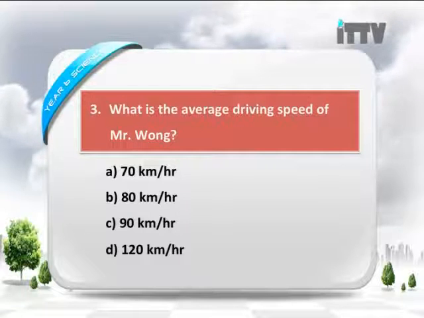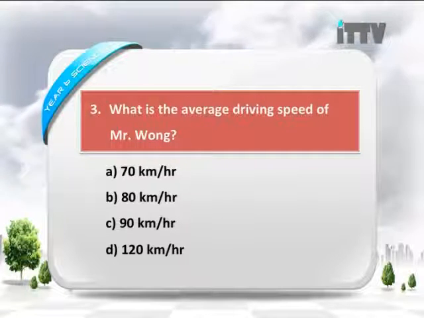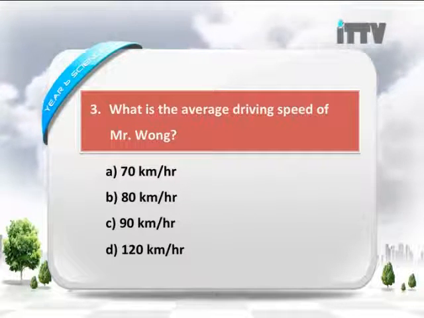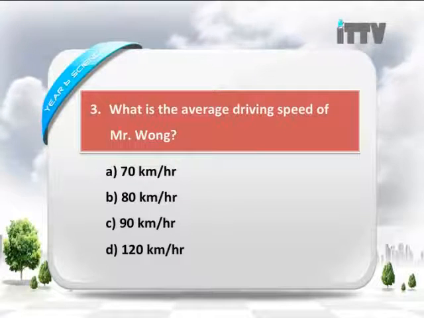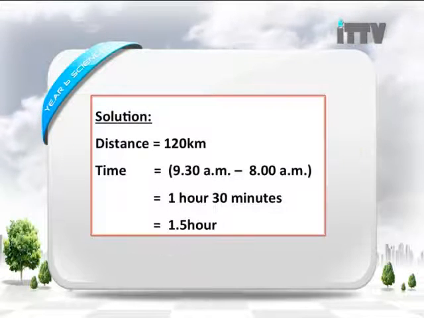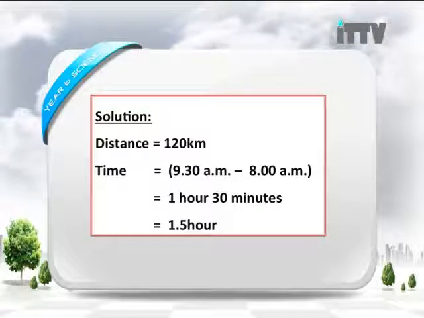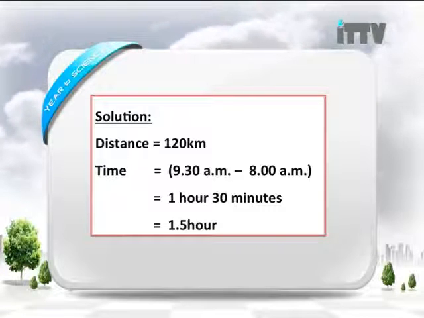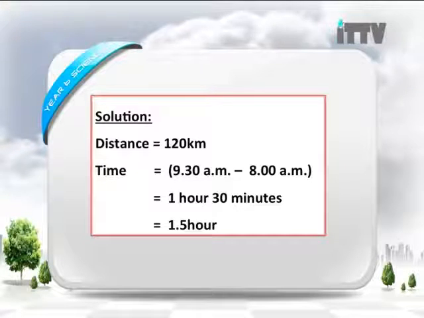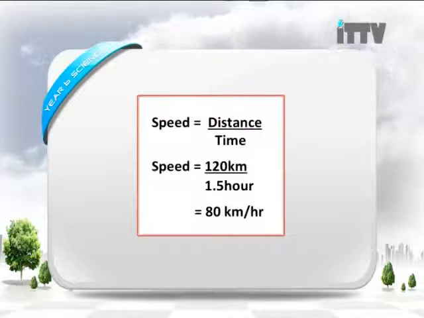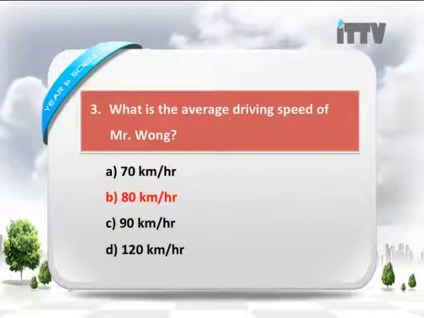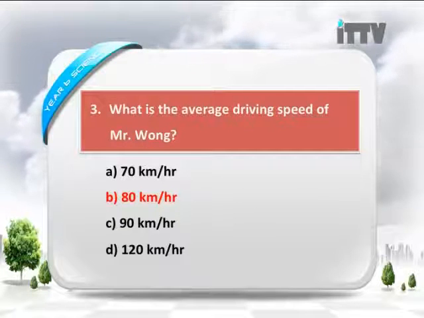What is the average driving speed of Mr. Wong? A, 70 kilometers per hour, B, 80 kilometers per hour, C, 90 kilometers per hour, or D, 120 kilometers per hour? Here is your solution. So speed equals distance over time. Just put in 120 kilometers as your distance and divide it by 1.5 hours. And the answer is 80 kilometers per hour.